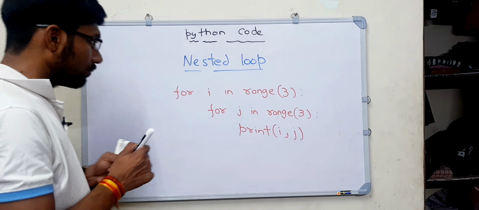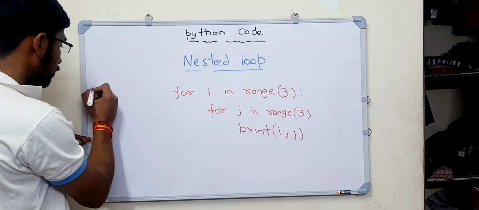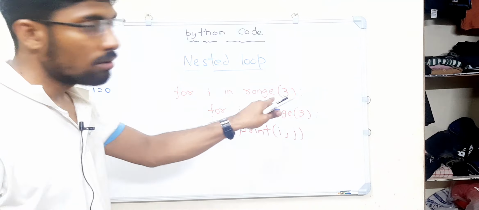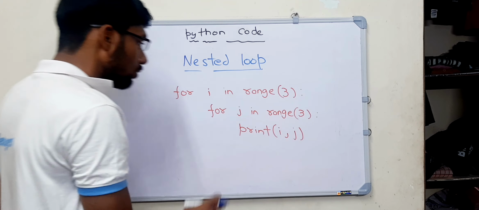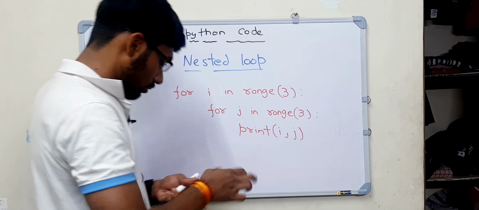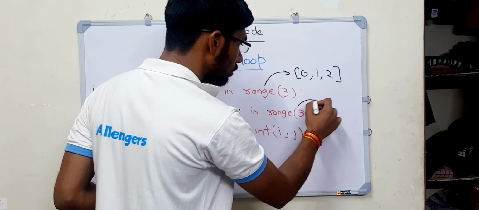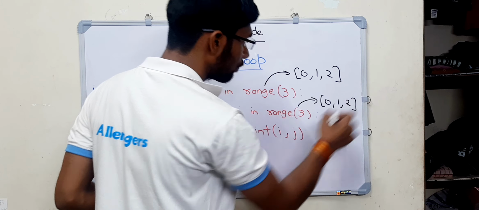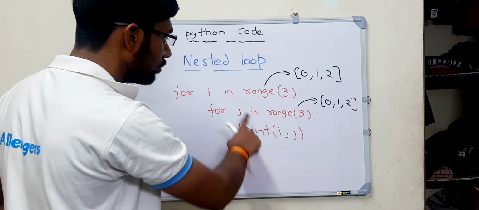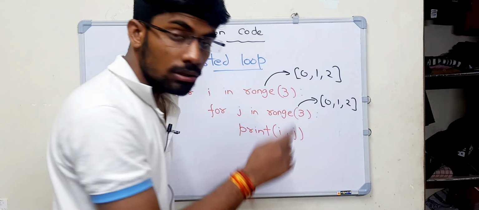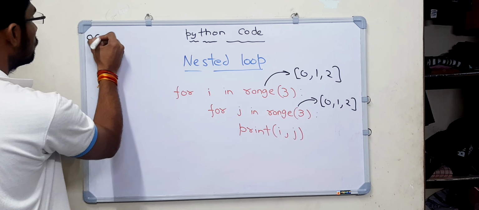So initially, starting from here, I will take value 0. My i will be 0 and then it will come to this block. This is the range, actually 0, 1, 2, and this is also 0, 1, 2. So i will take value 0, and for this loop j will take value 0. So my output will be 0, 0.